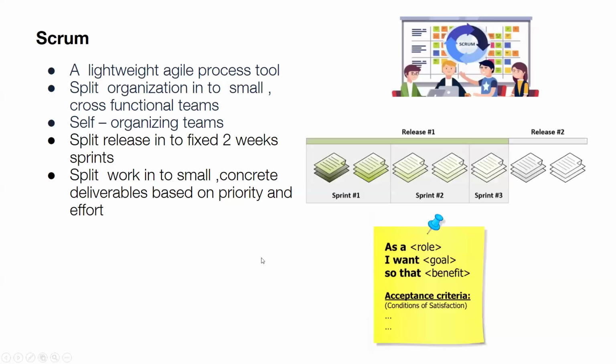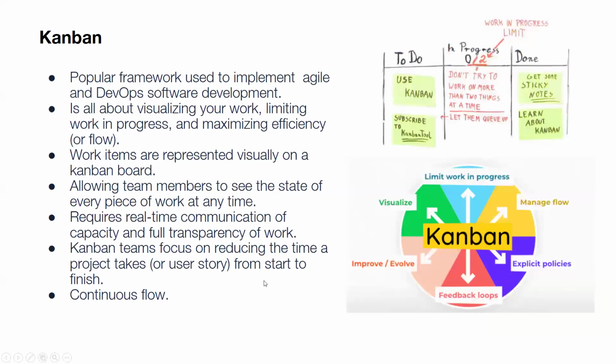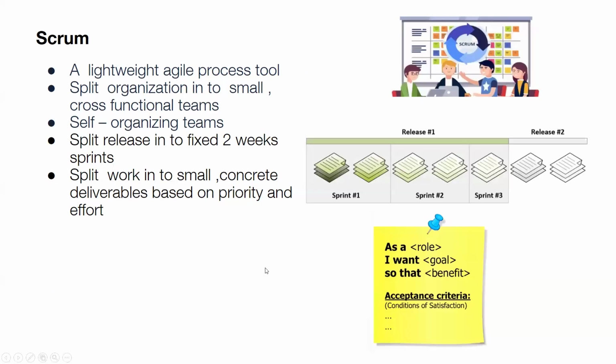So under Scrum, this is a high level definition of Scrum. It's a lightweight agile process tool, split organization into small cross-functional teams. So team size is around 7 to 10 people. That is the recommended amount. In this, the team is called the development team. Okay, and this development team.